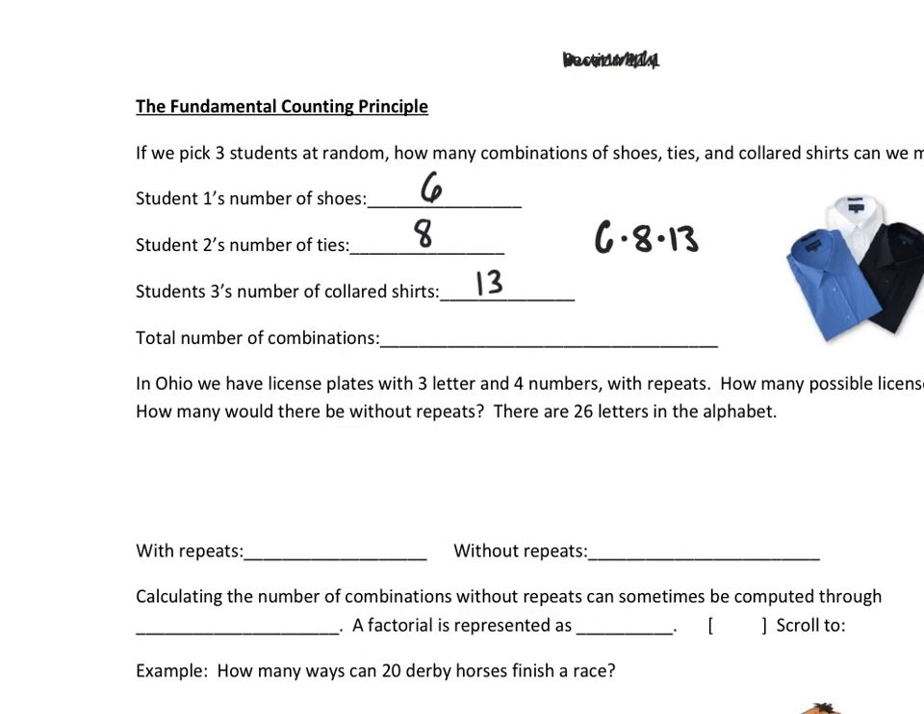Right, and you'll often see me write out little blanks like this, slots that we'll fill in. So we would have 624 total combinations of shoes, ties, and collared shirts. So 624 different outfits that we could make with these outcomes.